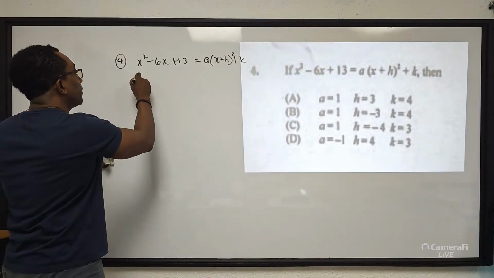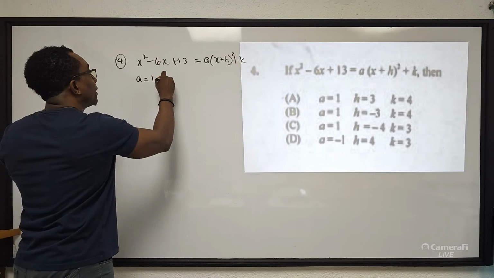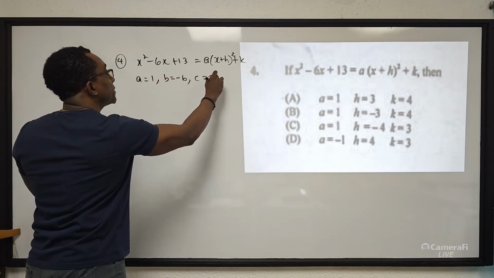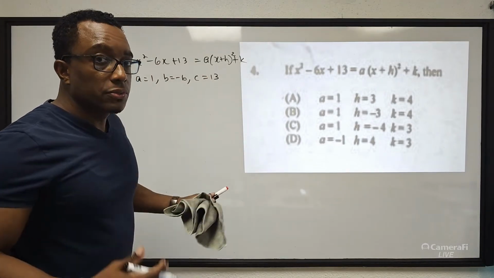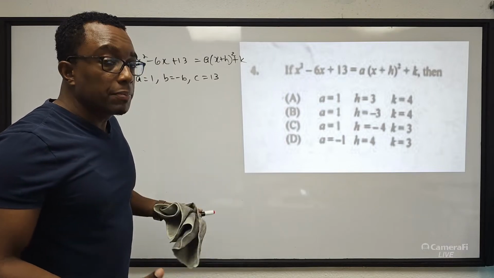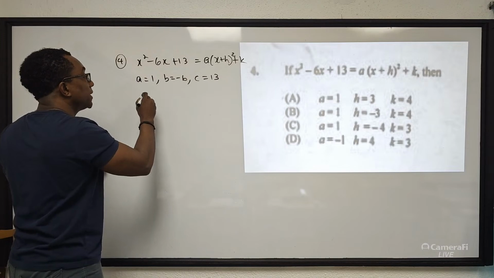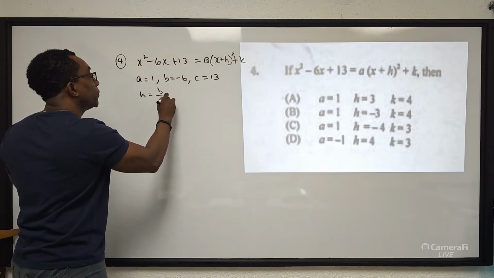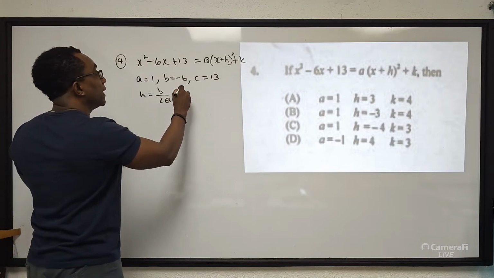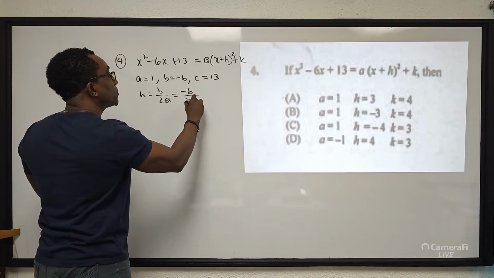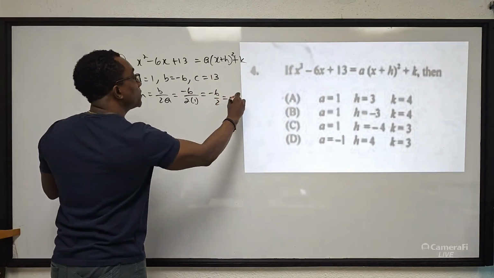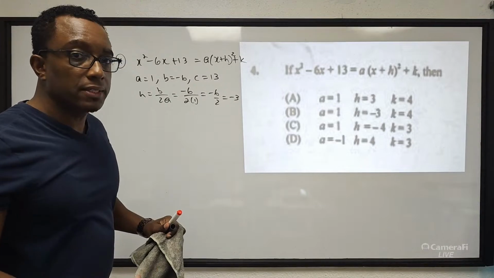We let a be 1, b be negative 6, c be 13. So just in case you don't see a repeat and they ask you to complete the square, you know what to do. So we know a, b and c is stated. h is b over 2a, which will be negative 6 all over 2 times 1. Negative 6 over 2 is negative 3. So we know h will be negative 3.